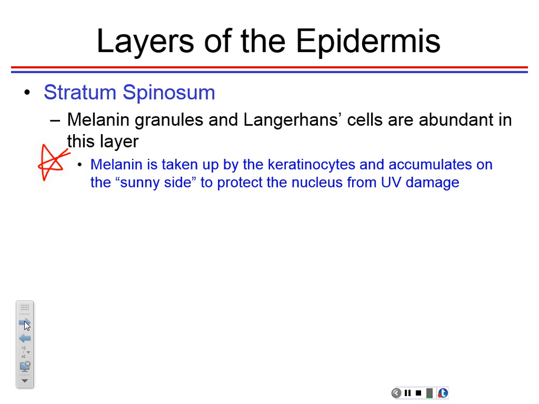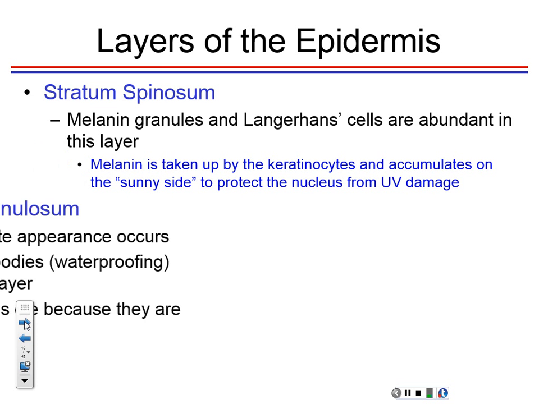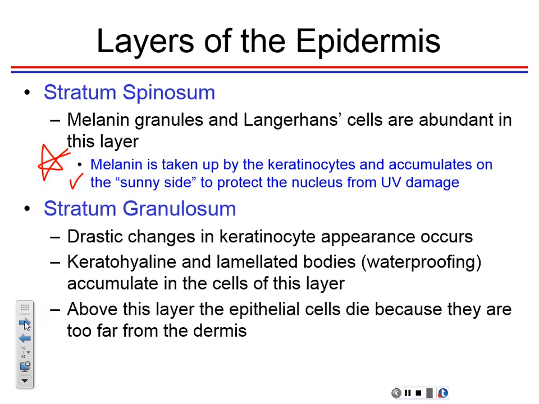So it protects the nucleus from UV damage, because UV light can cause mutations in our DNA, and then you won't be able to produce proteins with proper function, right? Stratum granulosum is called granular because of the keratohyalin granules that start to accumulate. And then also the lamellated bodies will start to pop up.